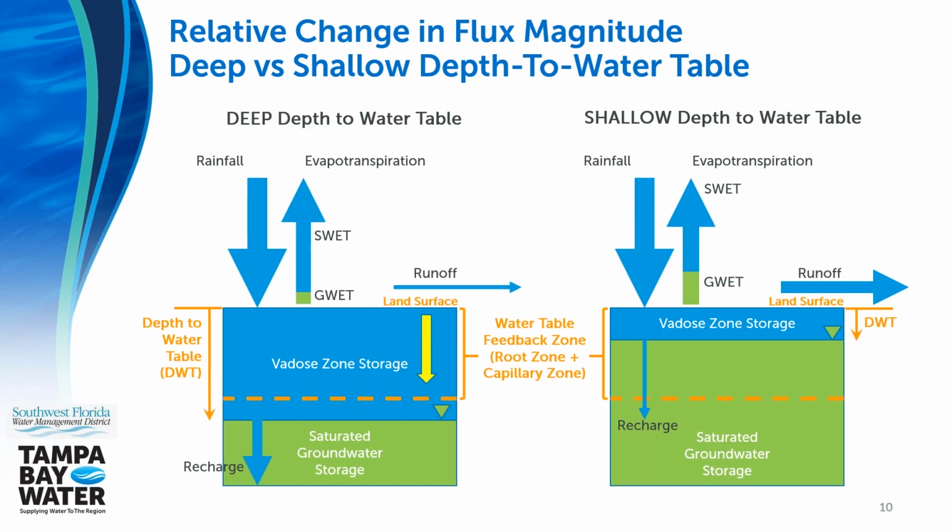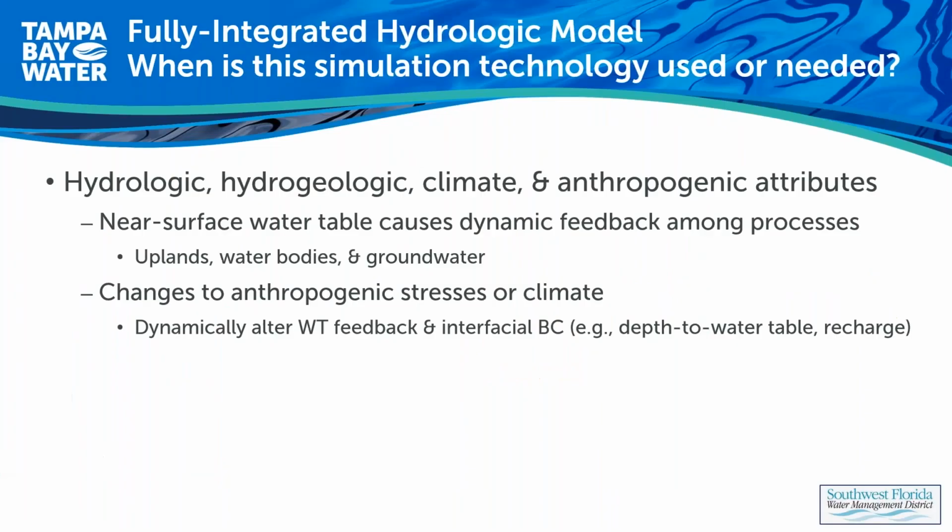This shows the tremendous influence of depth to water table, which is captured by an integrated model. We still have the vertical fluxes to the vadose zone, but now we have this water table feedback causing fluxes to rise up towards land surface through capillary action. So when is this simulation technology used? Well, first of all, hydrologic, hydrogeologic, climate, and anthropogenic attributes are factors. One of the number one causes is near surface depth to water table, causing dynamic feedback among processes for uplands, water bodies, and the groundwater system.